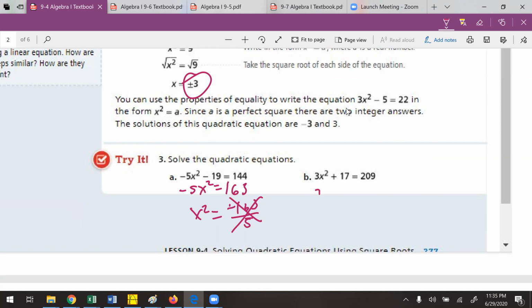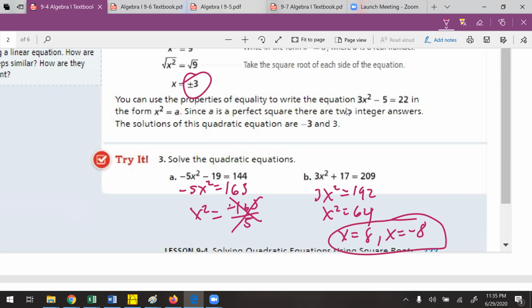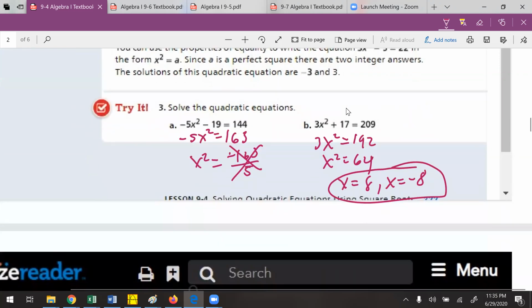Let's do this one here. Subtract 17. 3x squared equals 209 minus 17. Let's do that real quick on our phone calculator. That's going to be 192. That is divisible by 3. Divide that by 3. We get 64. X squared equals 64. Square root both sides. It's going to be 8 and then -8. Voila, easy peasy lemon squeezy, okay?